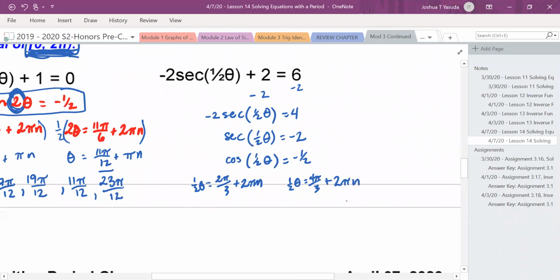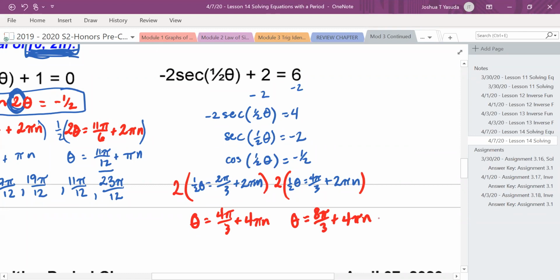Okay. All right. So here we go. Now we're going to get theta alone and find all our answers. So I'll multiply by 2. It's going to be what? Theta equals 4 pi thirds plus 4 pi n. And then theta equals 8 pi thirds plus 4 pi n.